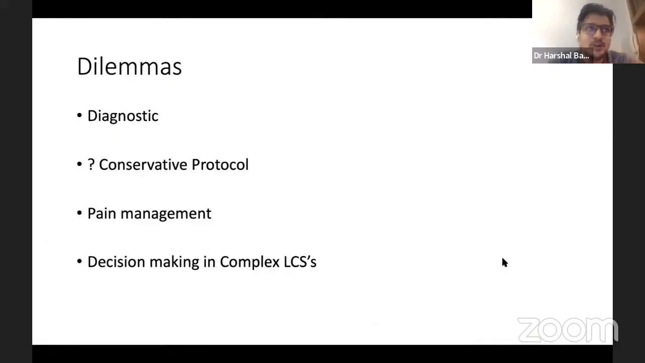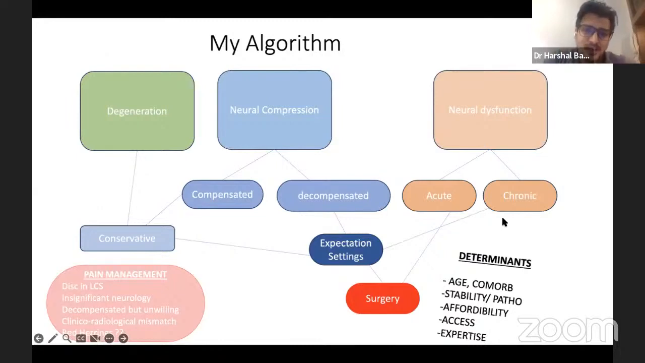So what are the dilemmas? There are always diagnostic dilemmas. What should be our ideal conservative protocol? When should we use pain management in LCS? And in complex LCSs, what should be the decision making? I'll go ahead with the first case. This is my algorithm typically.